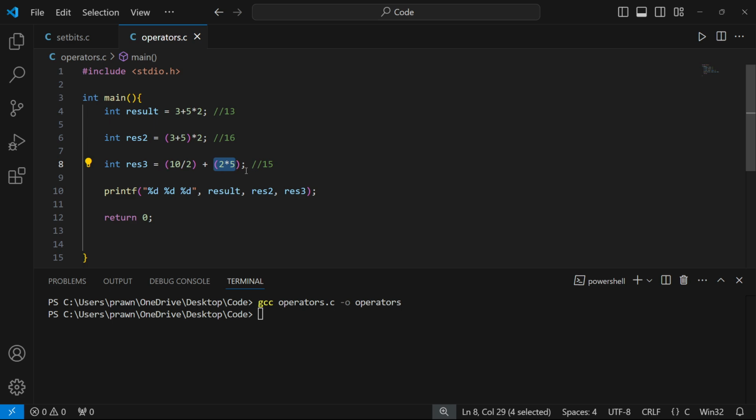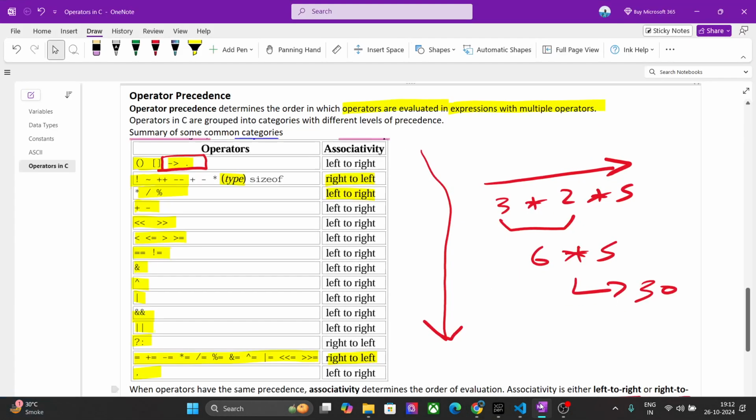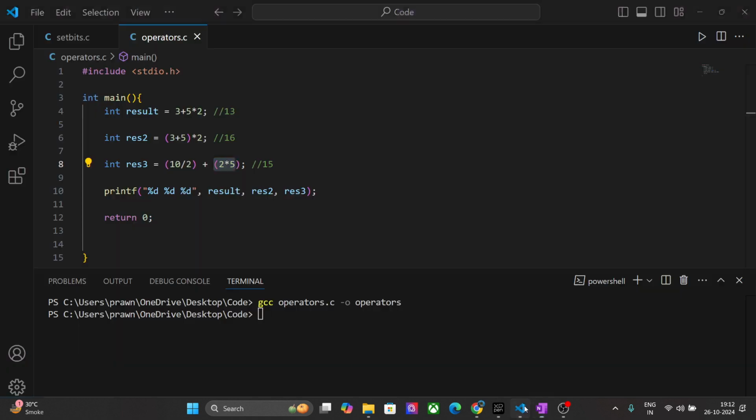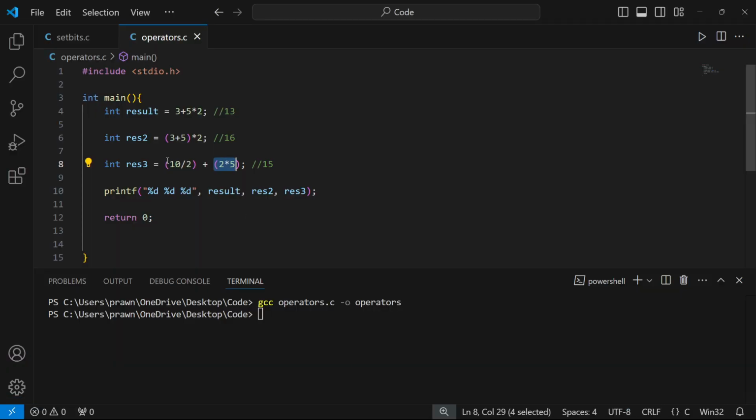Now in this case, which parenthesis will be evaluated first? As the rule of associativity states, the parentheses will be evaluated from left to right. So first, 10 will be divided by 2, which gives me 5, and then 2 will be multiplied by 5, which gives me 10, and those two values will be added together, which gives me 15. So if we compile this program, we get the values 13, 16, and 15.